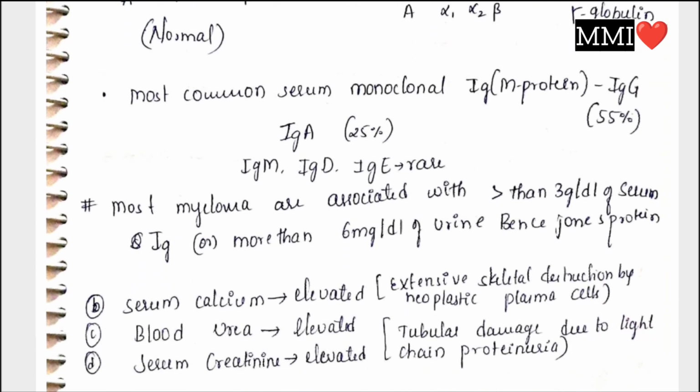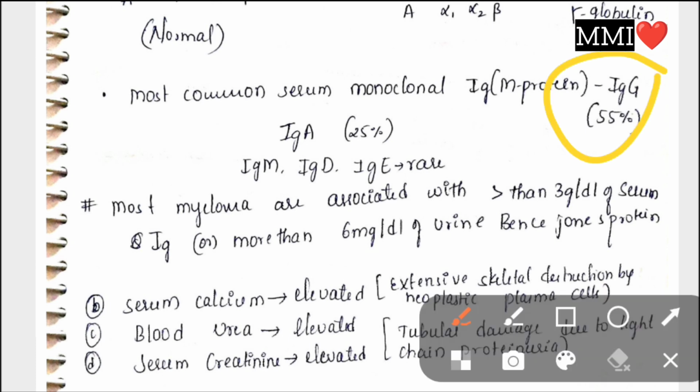Most common serum monoclonal immunoglobulin is IgG, that is 55%, then IgA 25%. IgM, IgD, and IgE are rare. Most commonly IgG is elevated.